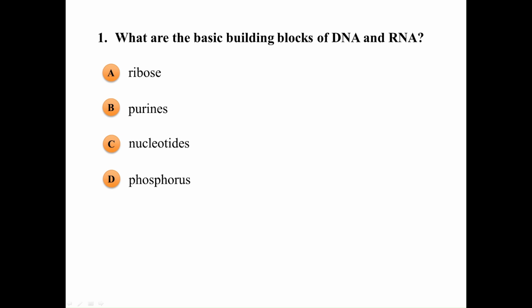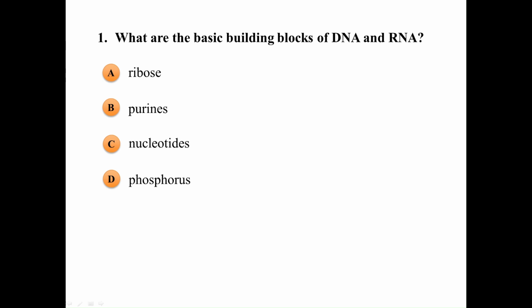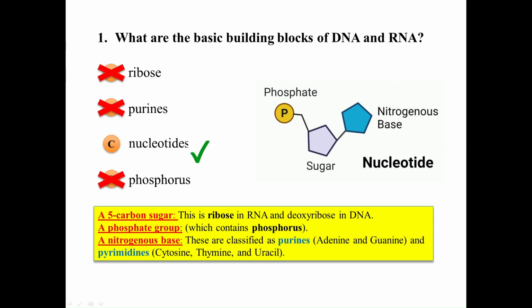What are the basic building blocks of DNA and RNA? The correct answer is C, nucleotides. And each nucleotide consists of a 5-carbon sugar, a phosphate group, and a nitrogenous base. And this nitrogenous base can be adenine or guanine, cytosine or thymine or uracil.